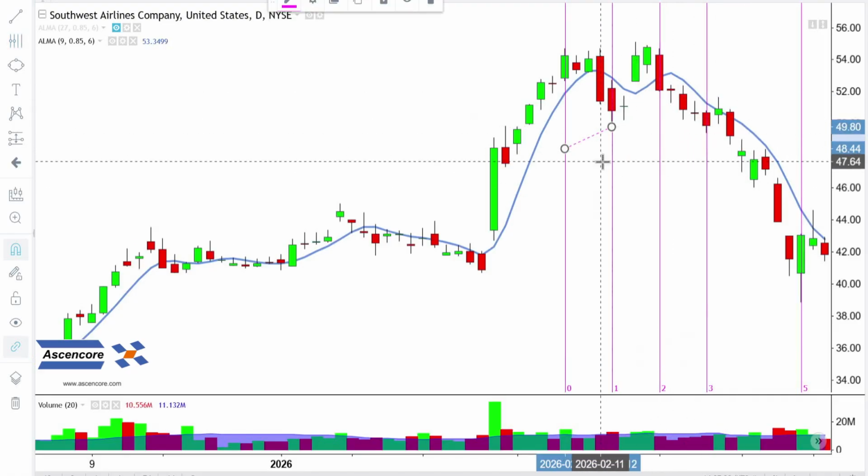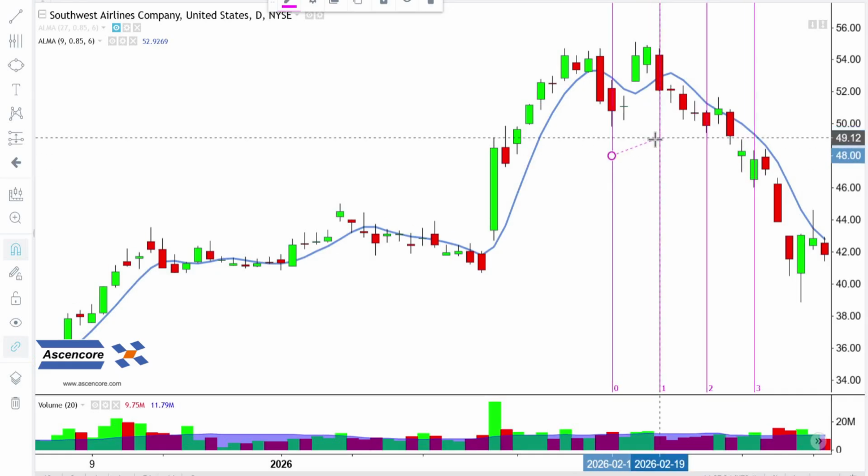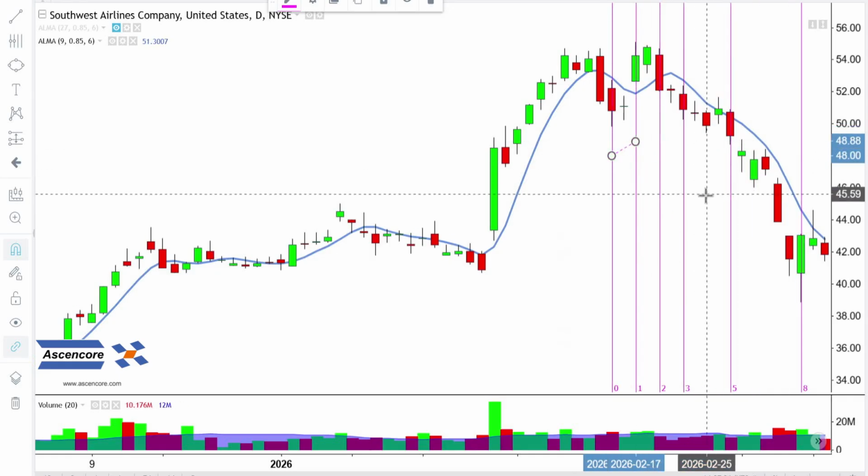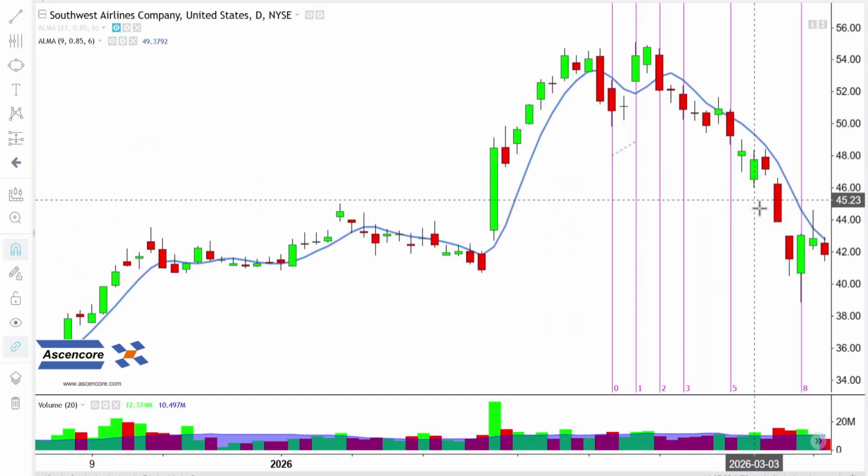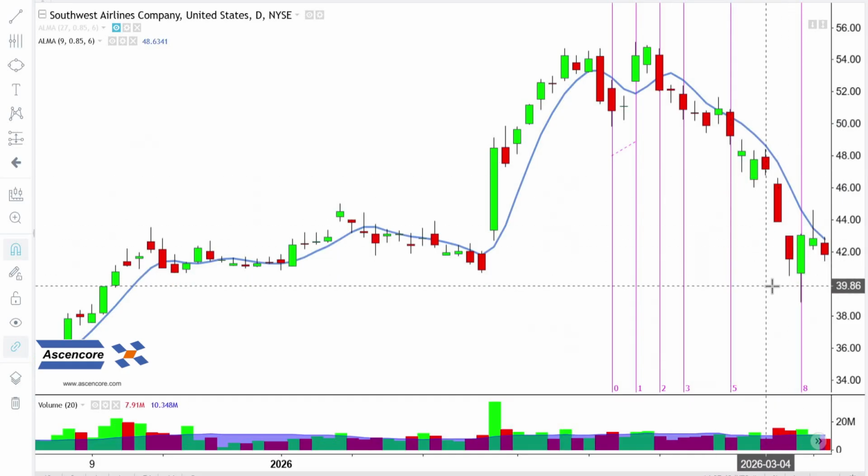When that does happen, similar to the continuation situations we looked at before, price will tend to stay well below the ALMA as the strongest portion of the bearish move develops.